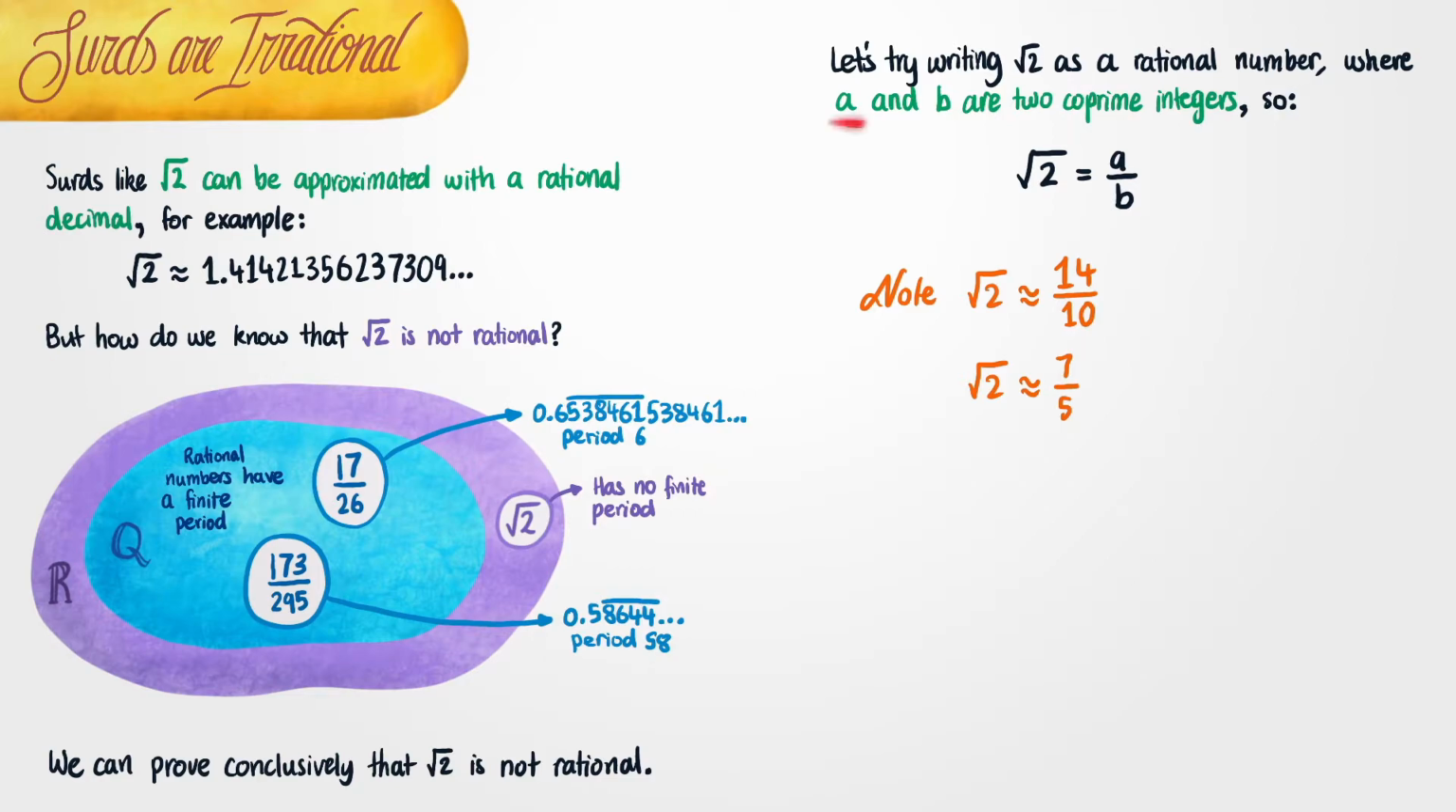We know that a and b need to be two coprime integers. So for example, if a was 14 and b was 10, then that wouldn't work because you could simplify this to 7 on 5. So we'd like to find the values a and b that make the right-hand side completely equal to the left-hand side. We don't want to be approximately equal, we want to be exactly equal.